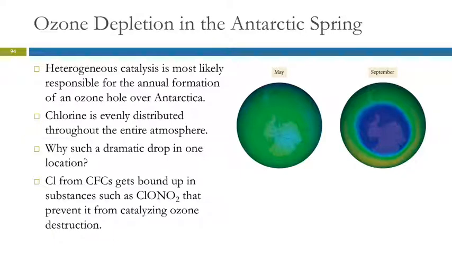So chlorine is evenly distributed throughout the entire atmosphere. Gases mix very well, and even in places where they don't use chlorofluorocarbons, places where we do, it just spreads out everywhere, right? So the chlorine from those chlorofluorocarbons gets bound up in substances such as ClO and O2. So the chlorine gets photodissociated. Some of it's going to go destroy ozone, but some of it gets stuck in these other compounds that are in the atmosphere. And so that keeps it from just completely tearing up the ozone.